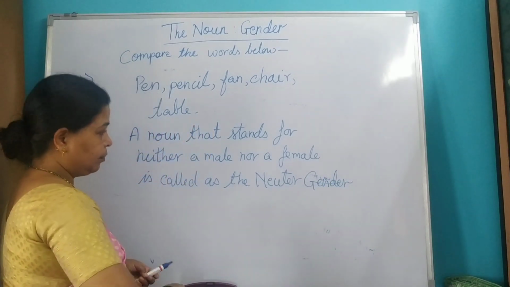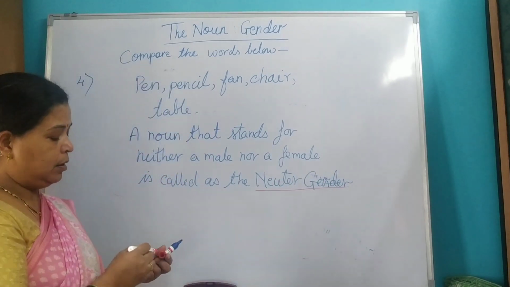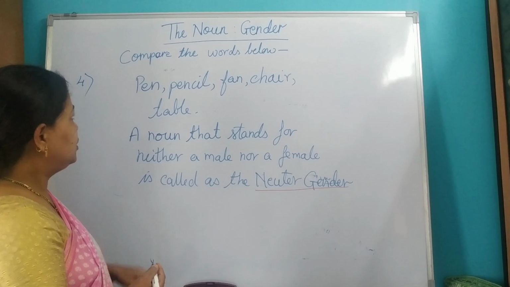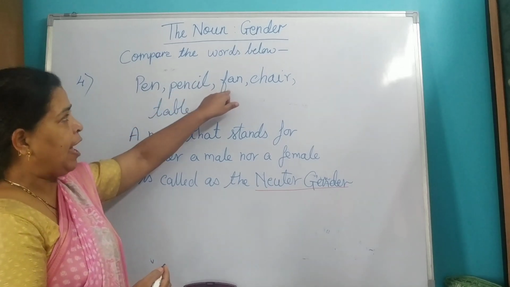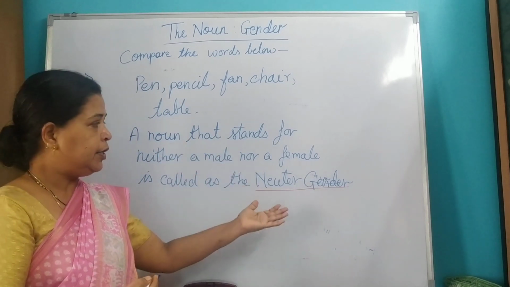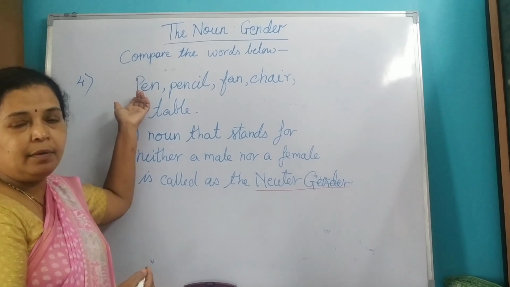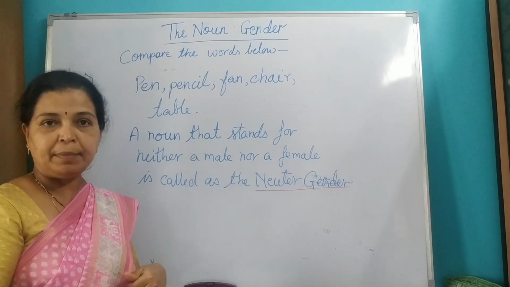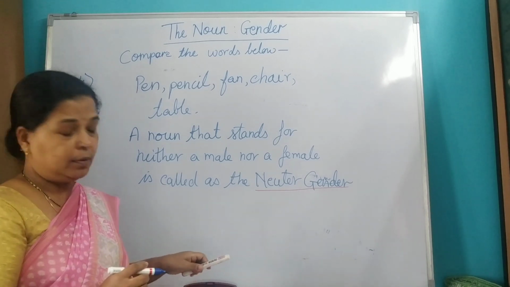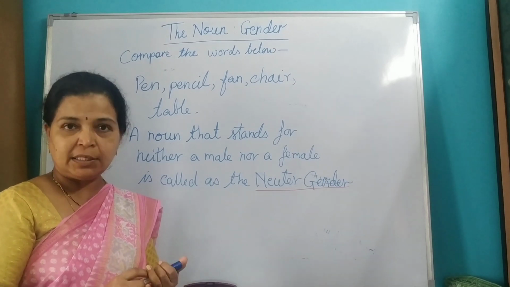Okay, neuter means not a male or a female. So pen, pencil, fan, chair, table, they all belong to the neuter gender because they are neither male nor female. Okay, next we are going to see how to form feminine gender from the masculine ones.